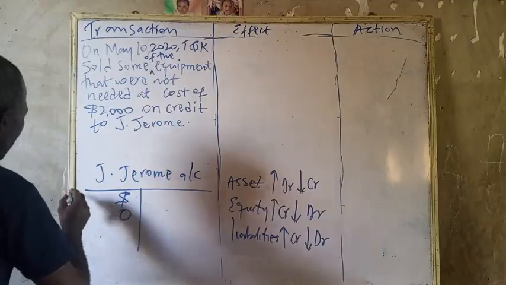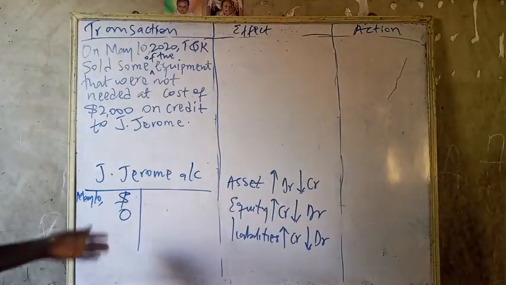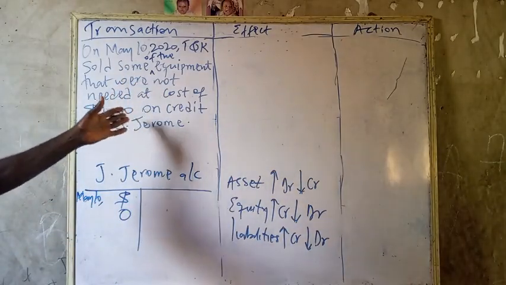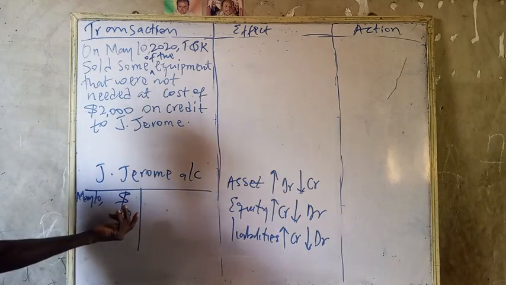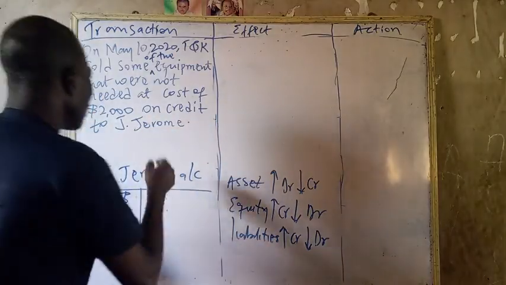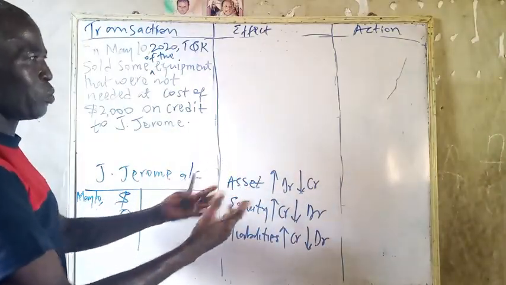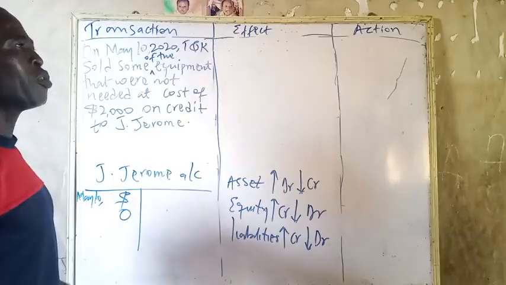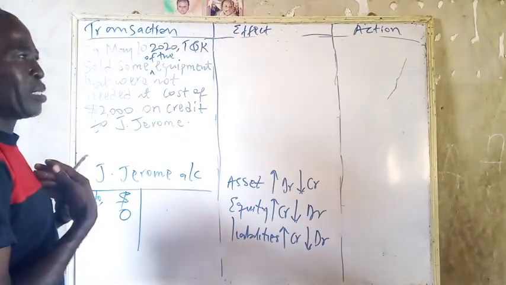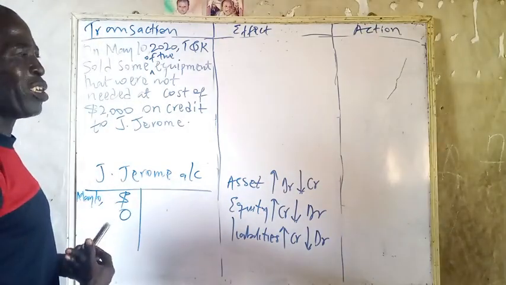But today being May 10th, J. Jerome bought equipment worth $2,000 from us. That means this J. Jerome account has increased from $0 to $2,000. J. Jerome is our customer. We sold to him. He has not paid us, but he is going to pay us in the future. The money that we are going to receive from him in the future is our asset, even though we have not collected it.